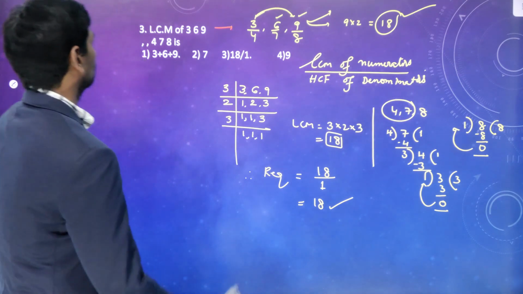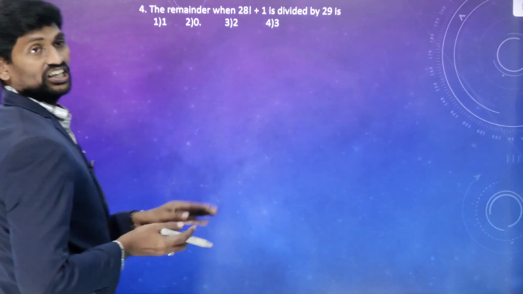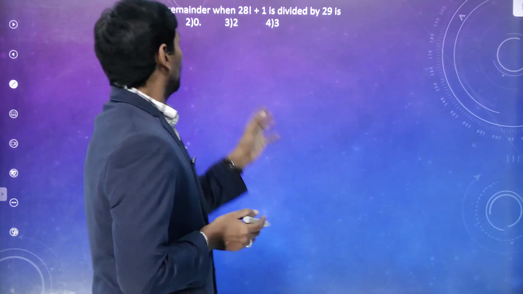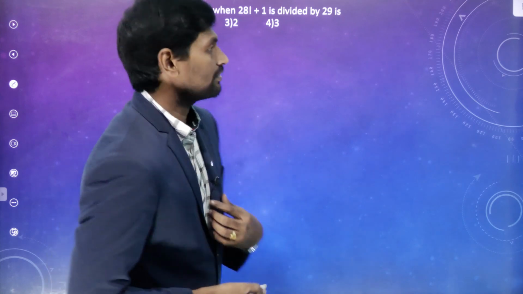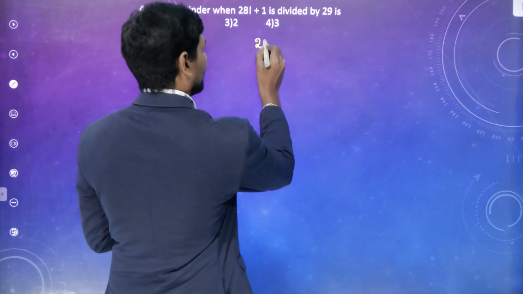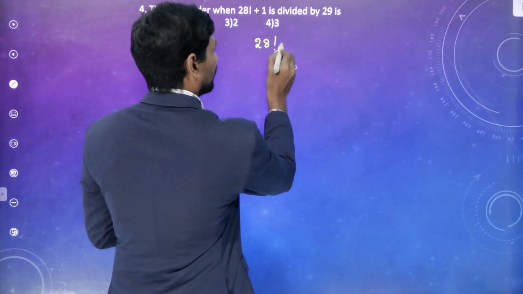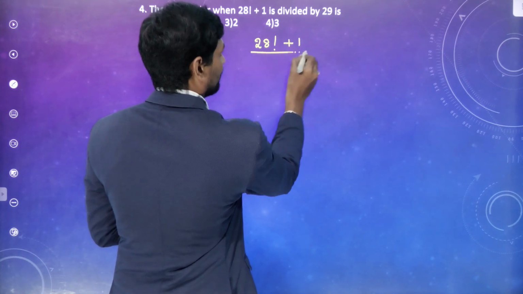Next question. Okay, let us see the next question. What is the remainder when 28 factorial plus 1 is divided by 29?